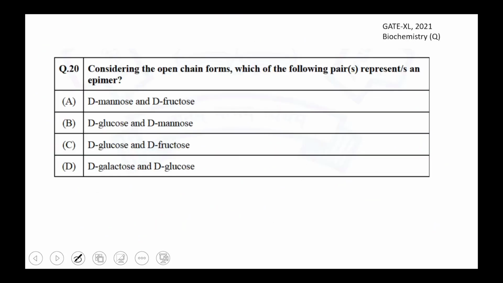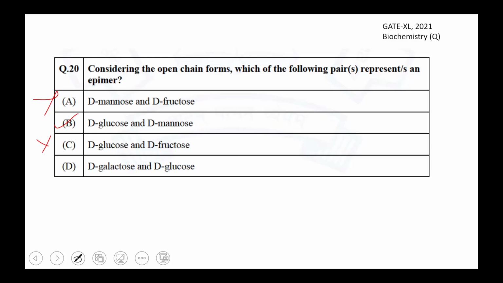Now let us see what the options are in our question. The first option is D-mannose and D-fructose. Are these two epimers? These are not epimers. These are two different sugars, because they differ in composition. So this is not the correct option. The second option is D-glucose and D-mannose, the C2 epimer. Another is D-glucose and D-fructose. Again, it is not the same composition, because one is an aldose sugar and the other is a ketose sugar. So this one is also wrong.